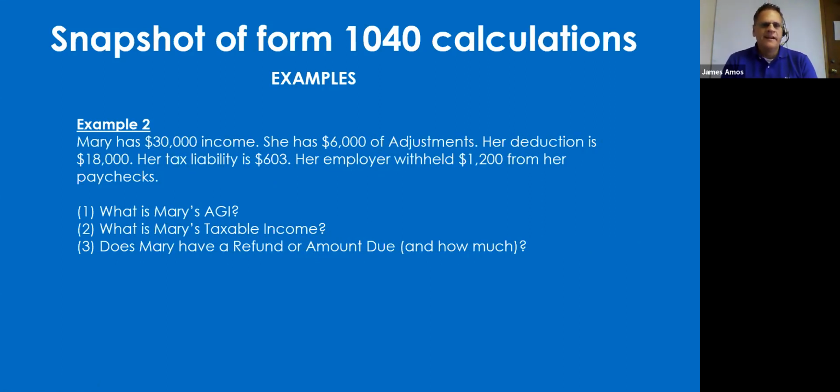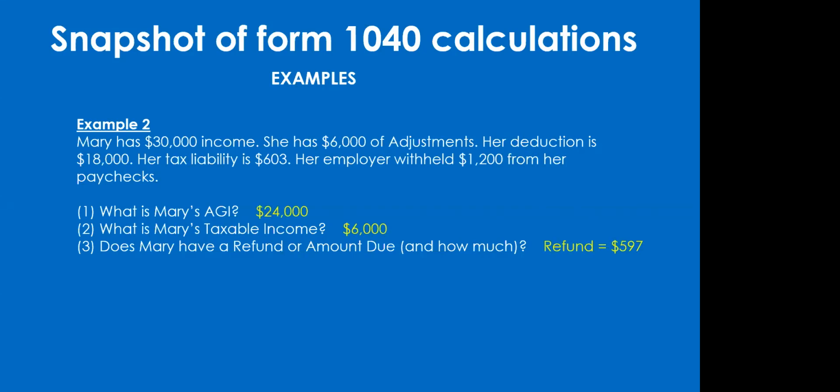Okay, let's do another one. Mary has $30,000 of income. She has $6,000 of adjustments. Her deduction is $18,000. Her tax liability is $603. And her employer withheld $12,000 from her paychecks. Same three questions. Let me know when you're ready on that one, Noemi. AGI is 24,000. Taxable income is 6,000. Refund is 597. And that's exactly what I put up there.